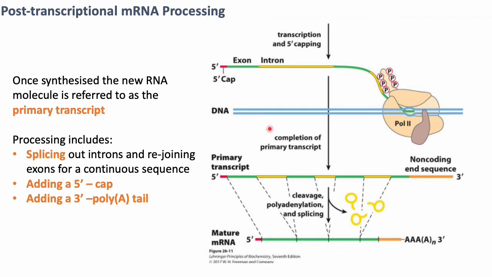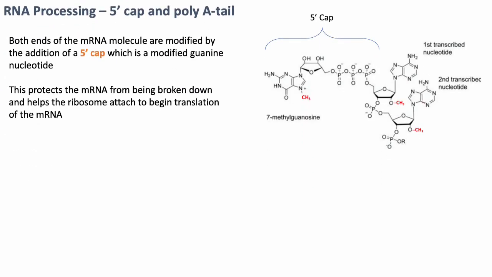Okay, so after cleavage, there's the adding of this 5' cap, and we also add some sequences at the end, known as the poly A tail. Essentially, it's a sequence of A. Okay, so it can have a defined length. So RNA processing is the addition of a 5' cap and the poly A tail.